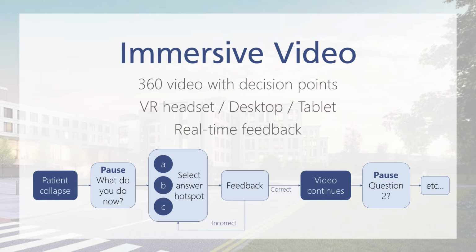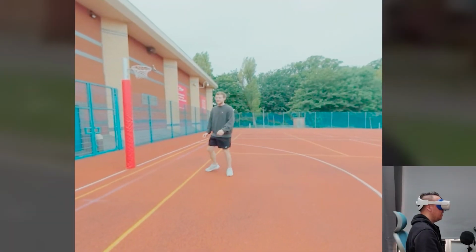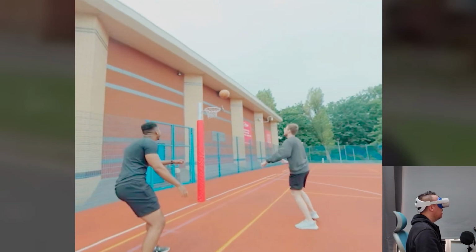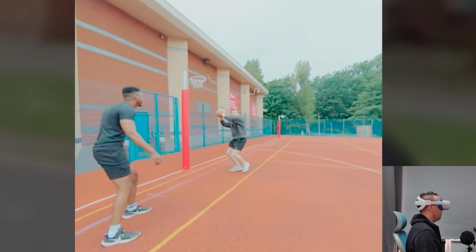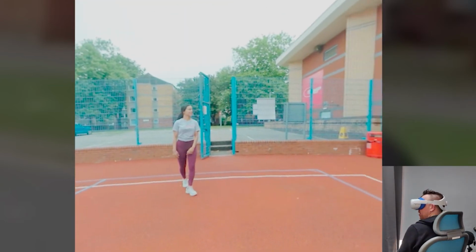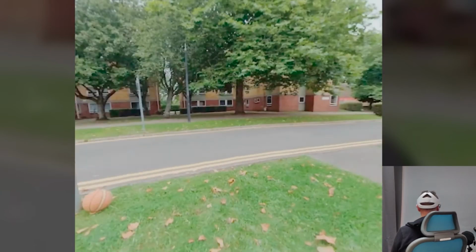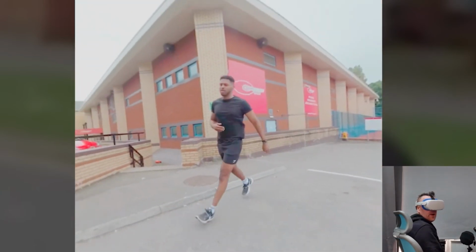Here's a quick demo of the immersive video scenario. This has been captured from an Oculus Quest 2 VR headset. Some of the audio volumes have been adjusted for the demo. Okay, so I am in the immersive video scenario, and you see we've got these people over here playing basketball. This is the start of the scenario. I can turn around and look all the way around here. And then as this person goes outside, they come around.